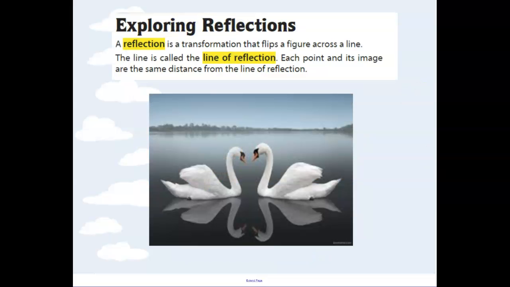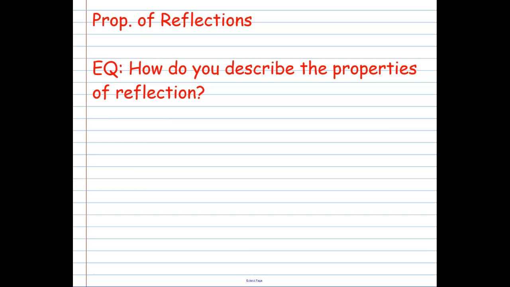So reflection is just a transformation that flips a figure across a line, and that line is called the line of reflection. We can reflect it across different lines like the x-axis or the y-axis or even some other things, but today we'll keep it simple and just do the x and y-axis. So go ahead and hit pause and add this to your table of contents and create a new entry in your notebook or piece of binder paper.